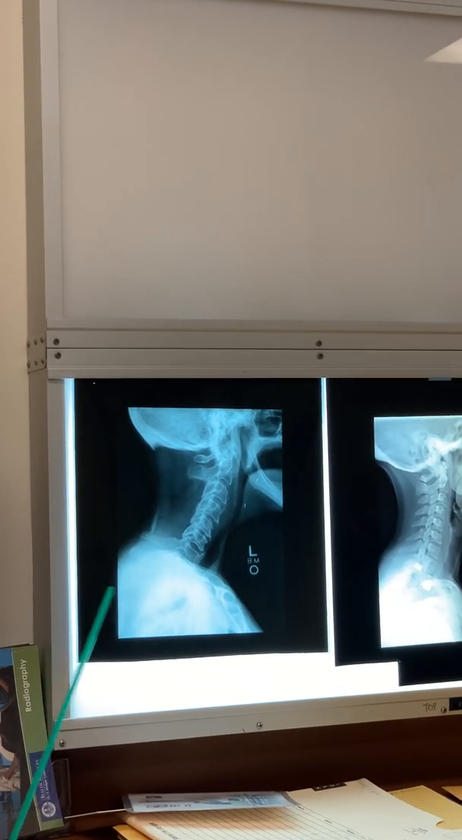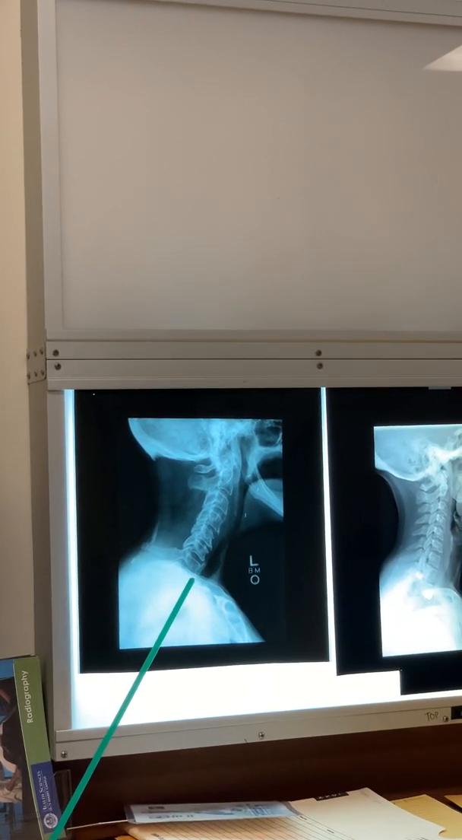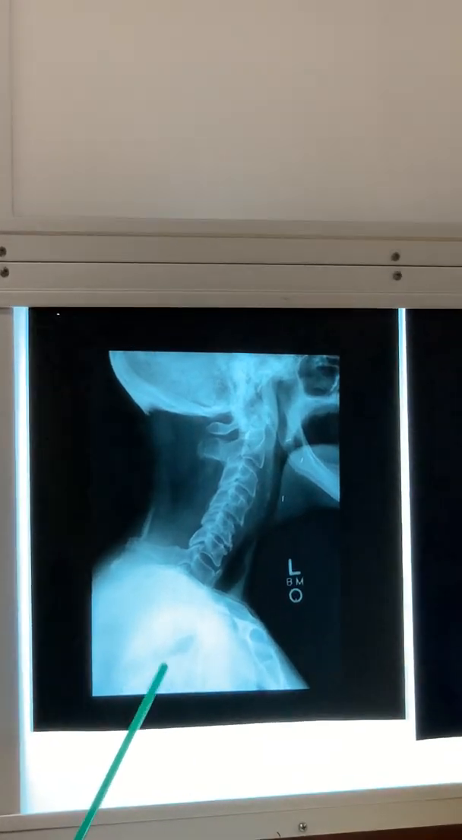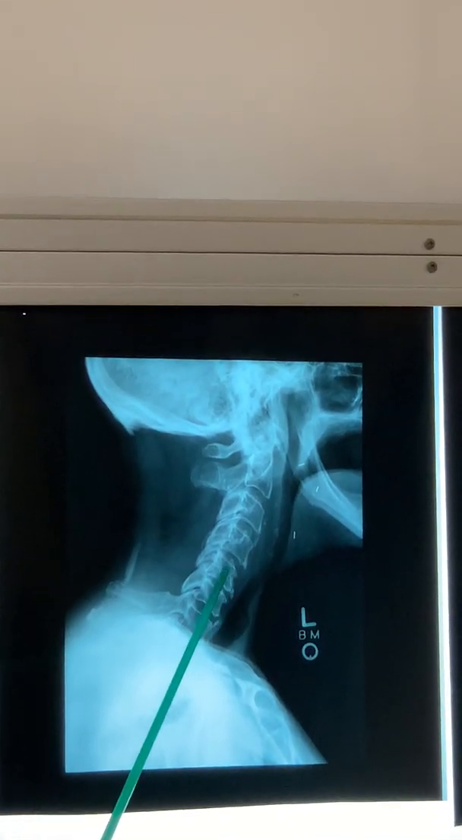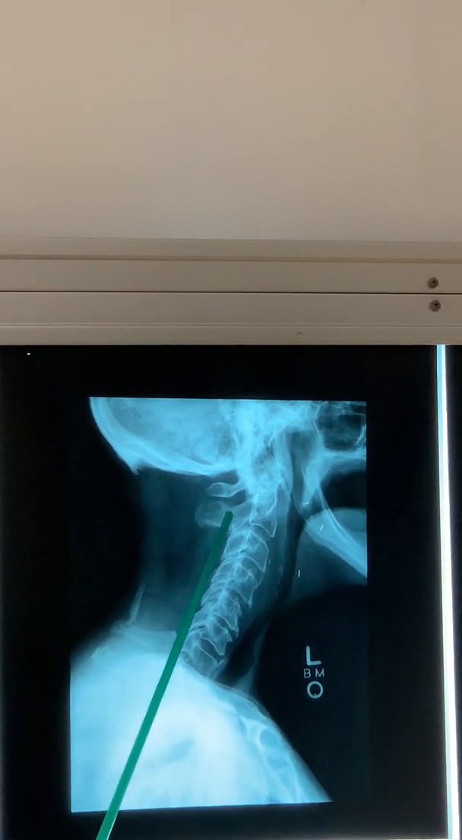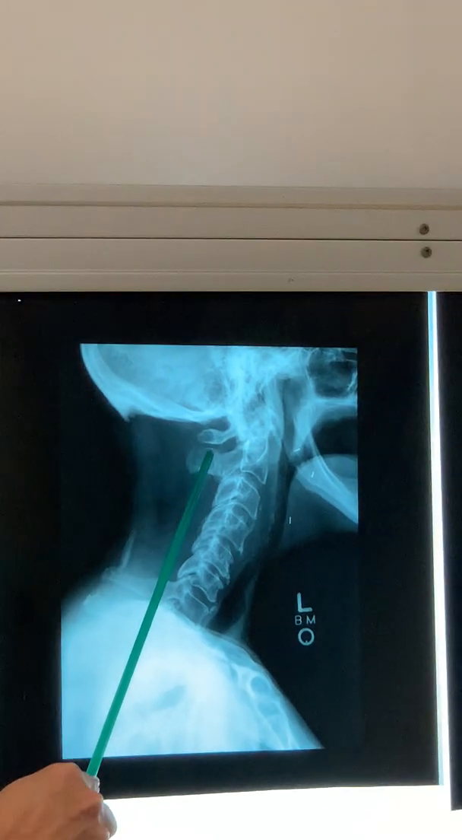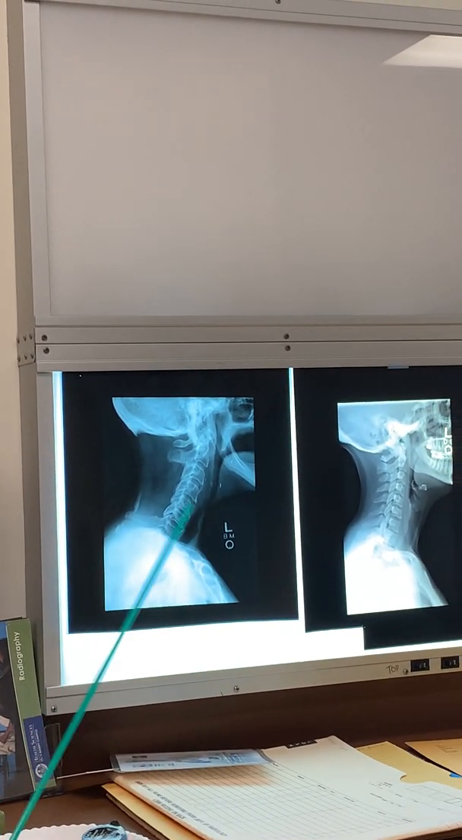All right. So, do we see all 7 cervical vertebrae? Yes, we do. Here's 7, big long spinous process, 7, 6, 5, 4, 3, 2. Remember, we can see C2, the axis, and C1. It's the thickest from top to bottom.